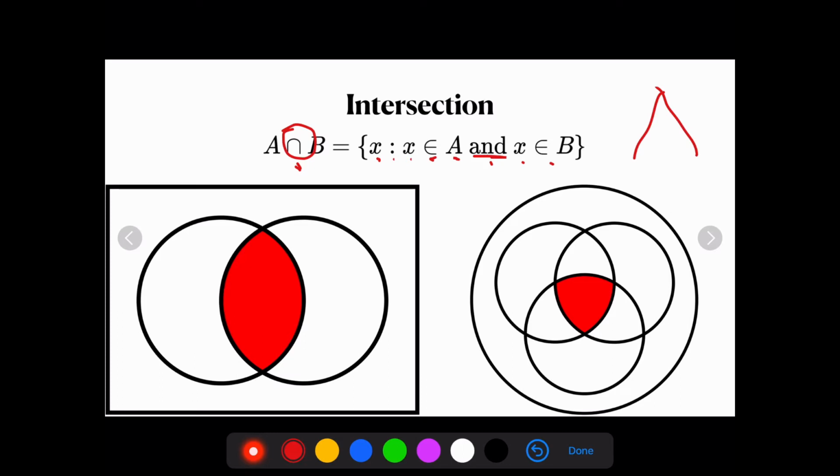So if over here this is our A and this is our B, then everything that's in A and B is the intersection. If we have three, this is A, B, and C, the intersection of A and B and the intersection of C is the stuff that's in all three.